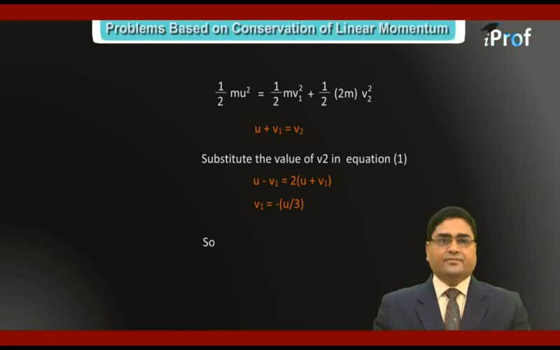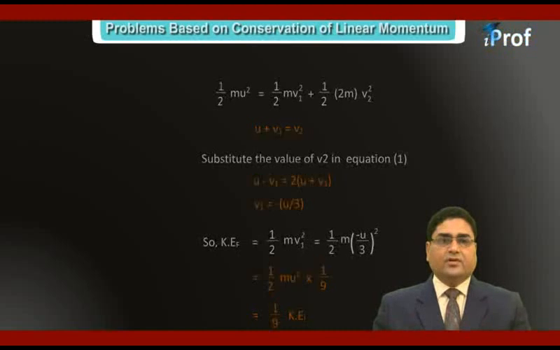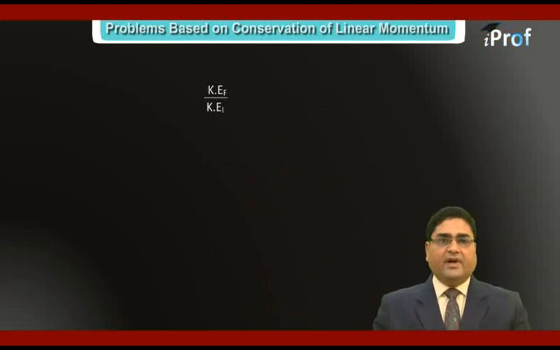So kinetic energy of the first particle after collision equal to half m v1 square equal to half m (u by 3) square. That is equal to 1 by 9 initial kinetic energy. So kinetic energy final divided by kinetic energy initial equal to 1 by 9. So 1 minus k final upon k initial equal to 1 minus 1 upon 9, that is equal to 8 upon 9. So the particle having mass m loses 8 upon 9 part of its energy.